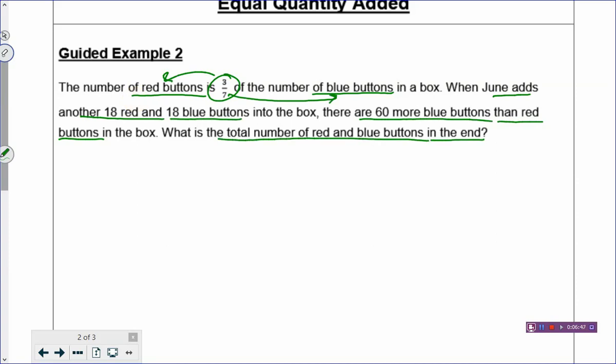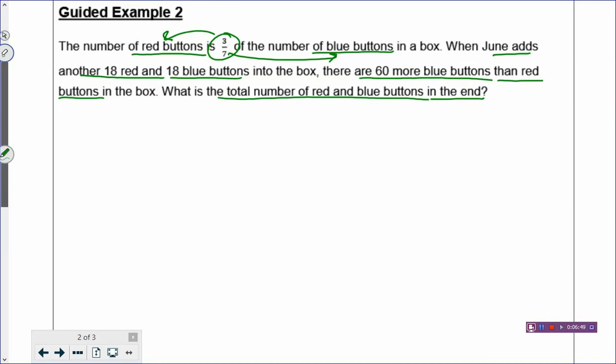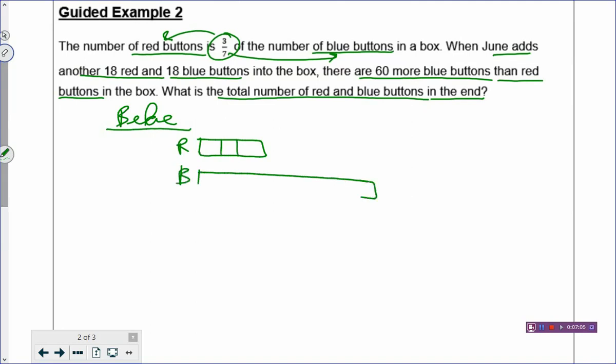So this is a before and after problem, right? So then we draw the model. So your before model, and how do you draw the before model? You follow the first sentence. You see a fraction there, so make use of the fraction to draw your model. The red has 3 and the blue has 7. Okay, so it's actually quite easy if you understand how to interpret the fraction. So yeah, 1, 2, 3, 4, 5, 6, 7. So the blue has 7 boxes.